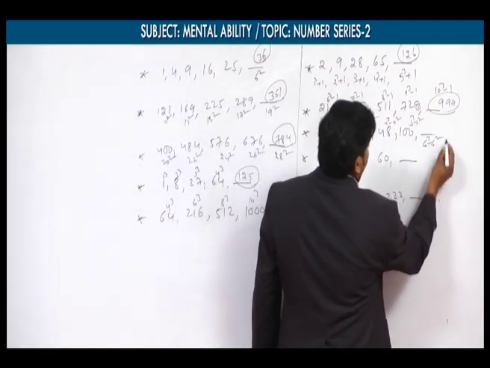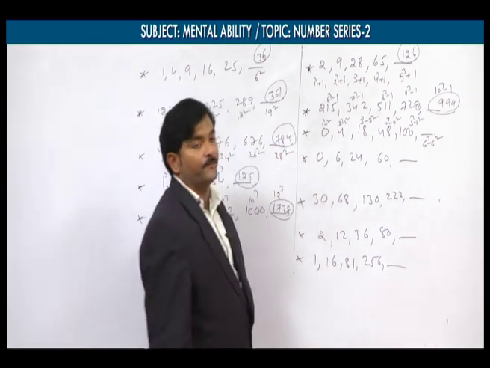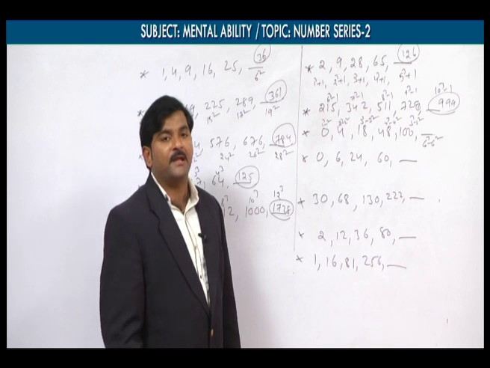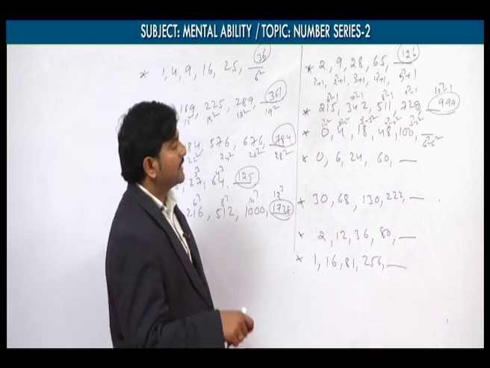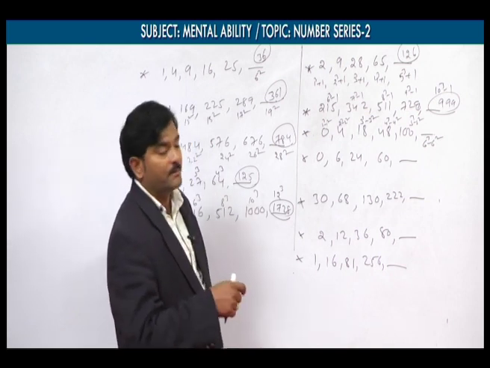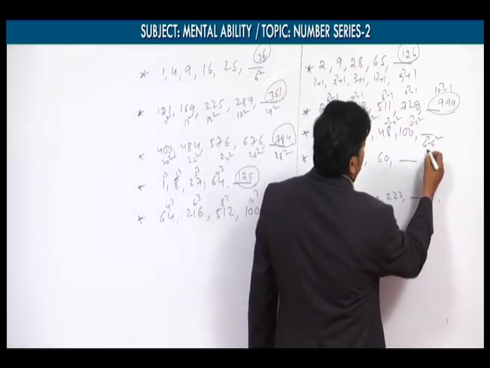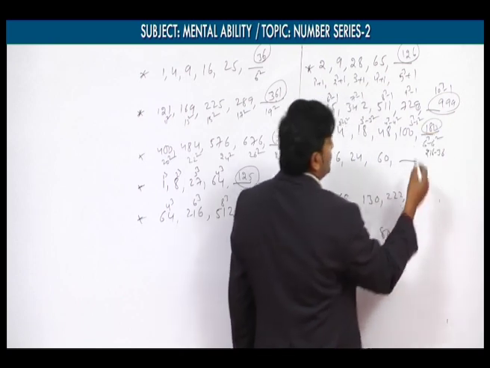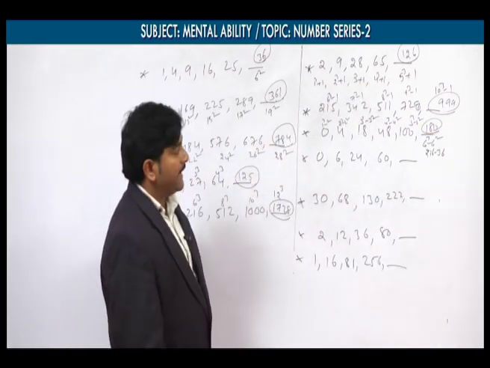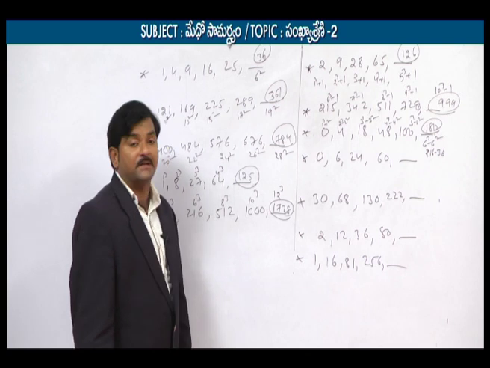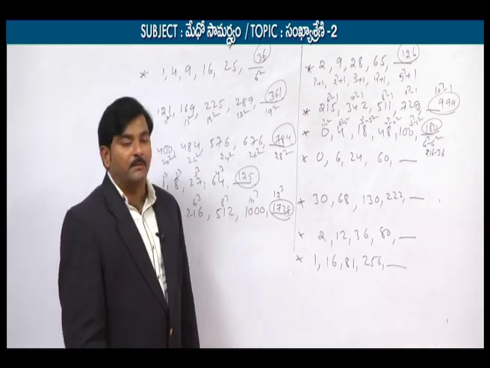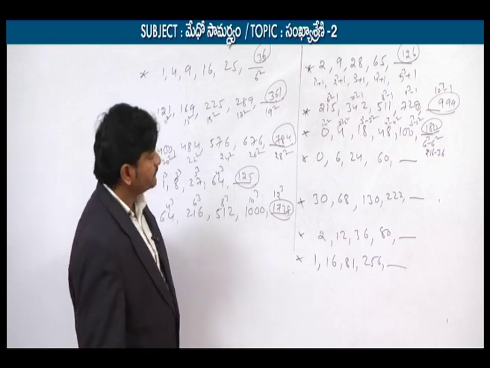We know the 6 cube value. 6 cube value is 216. 6 square value is 36. 216 minus 36. Just have a look. 216 minus 36, how much can you write? 180 is the answer for that question. So this is the model of what here? The n cube minus n square model.